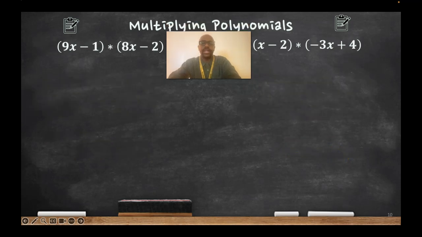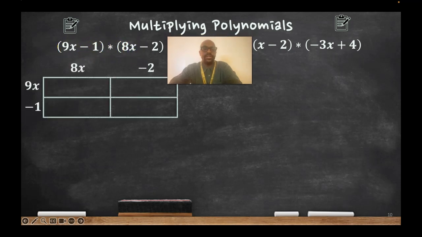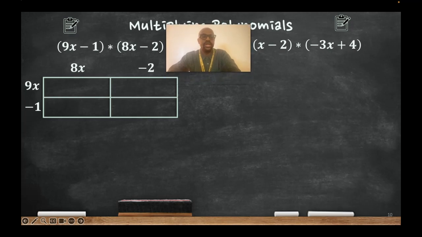So let's go ahead and look at 2 more. So if we look here, we have 9x minus 1 times 8x minus 2. And then you fill in the top left box, that'll be 72x squared because you have 2 x's in between those. And then this would be negative 18x. This would be negative 8x. And this would be a positive 2. Please watch your signs here. Negative 2 times negative 1 is a positive 2.